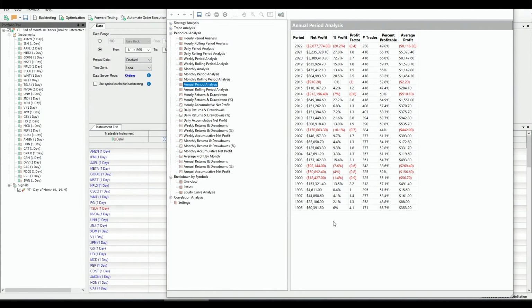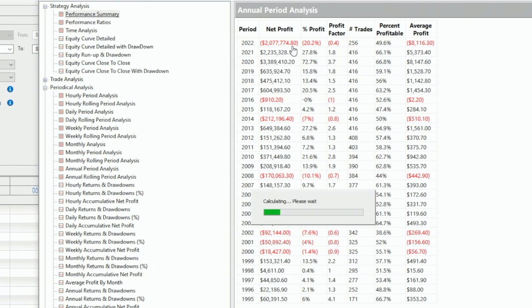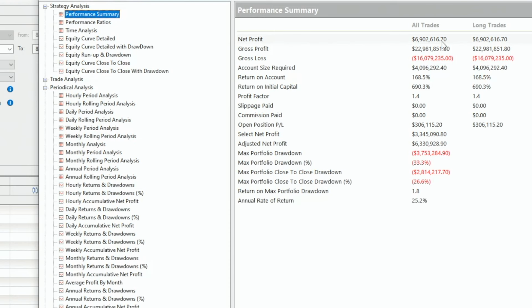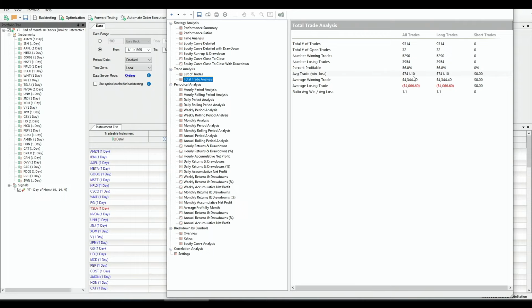Again, we can see the same pattern in performance. So the dot-com bubble, the subprime bubble, 2014 and 2022 also is facing a drawdown. Now you might say, well, look at this, it's $2 million drawdown. But remember, your profits is 6.9 million. So then the 2 million, it's not so bad if you are making 6.9 million. Average trade is 741 with 56% profitable. But now we have 9,300 trades. So it's a statistically extremely significant amount of trades.